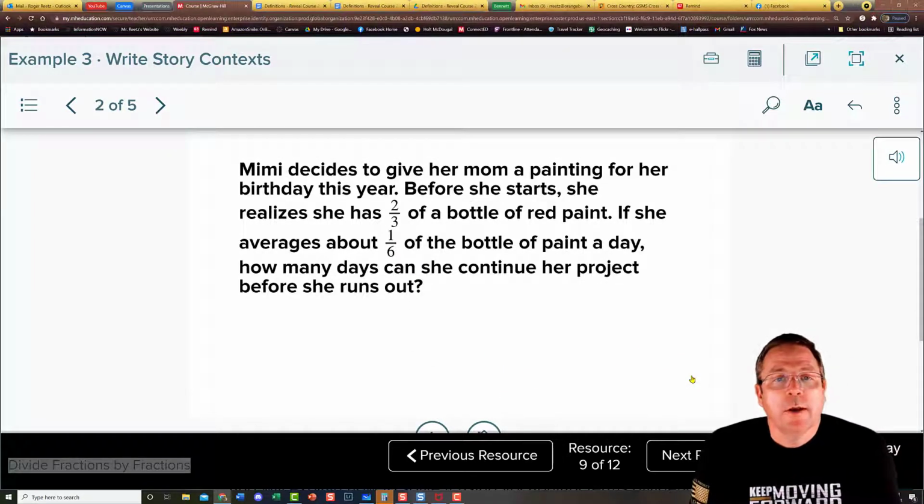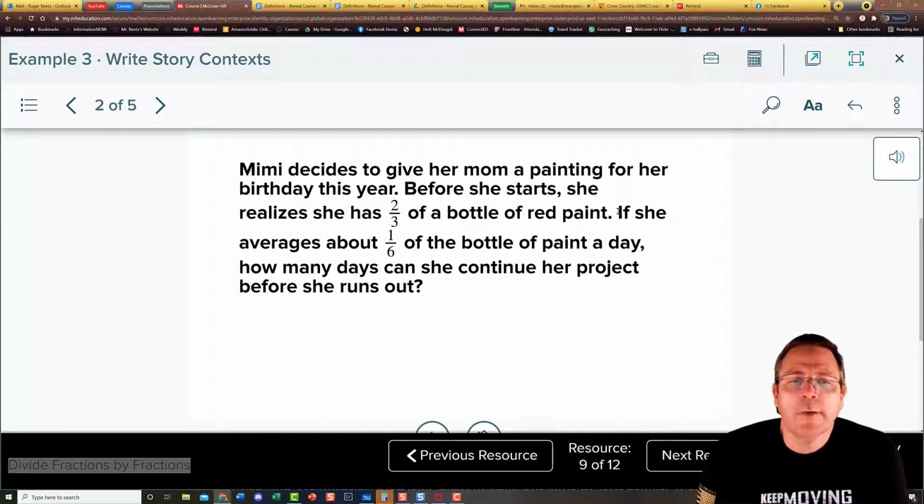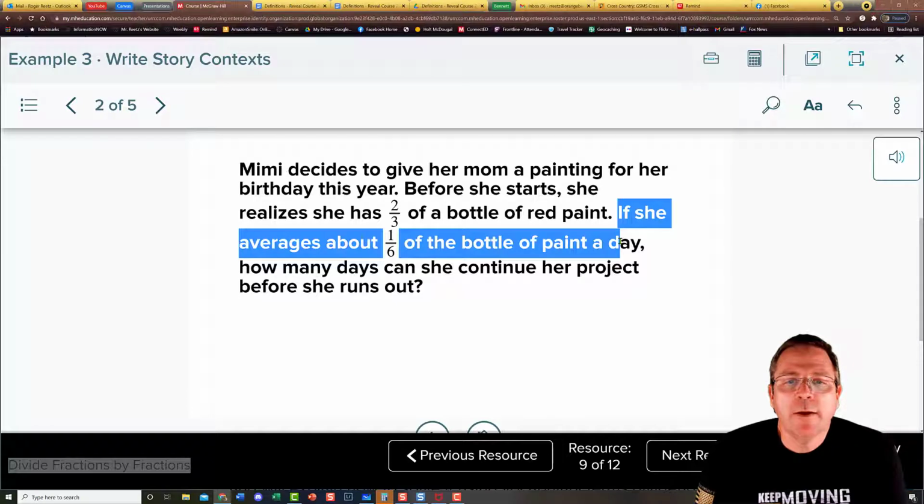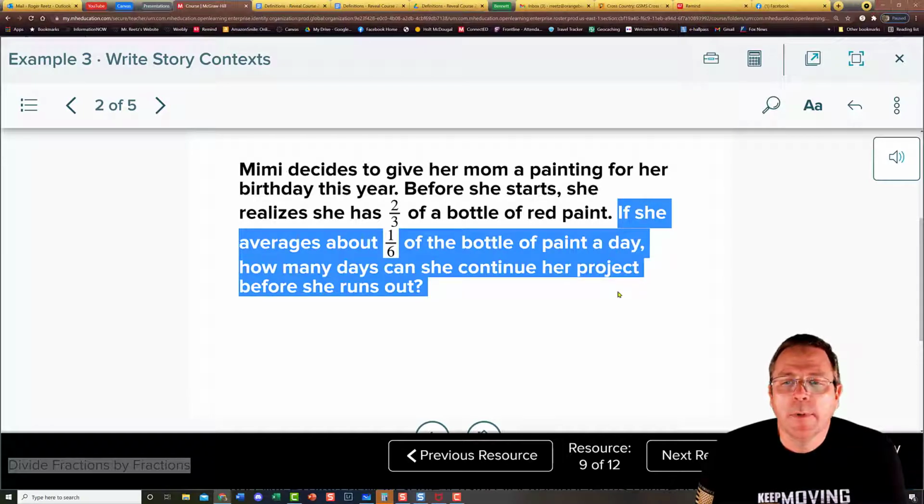What they decided was Mimi decided to give her mom a painting for her birthday. Yep, we already got that. If she averages about 1/6 of a bottle of paint per day, how many days can she continue her project before she runs out? These are some good examples of story problems that you could be writing using fractions.